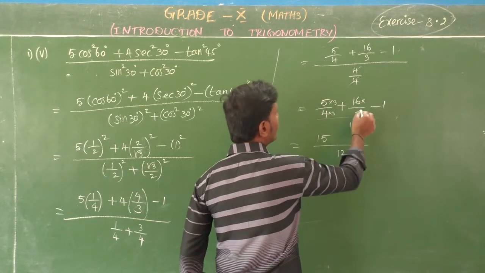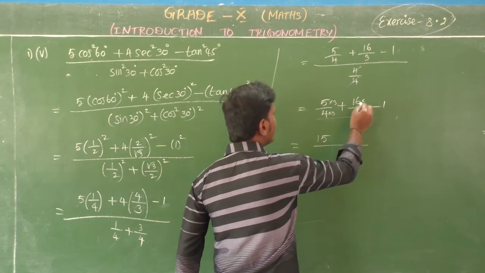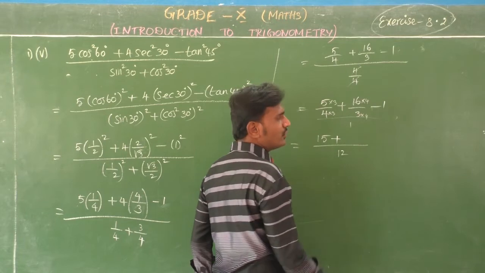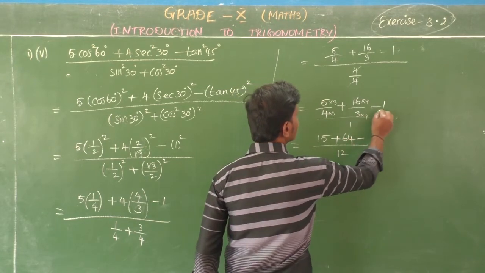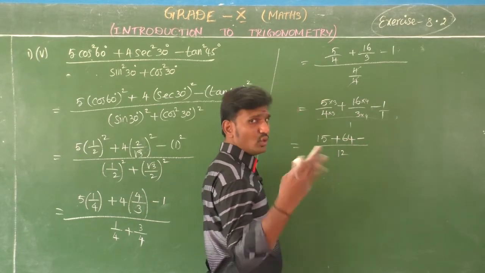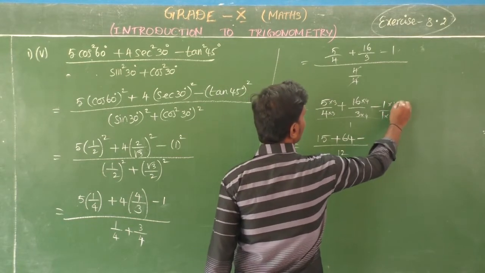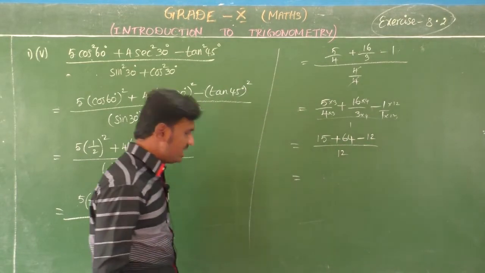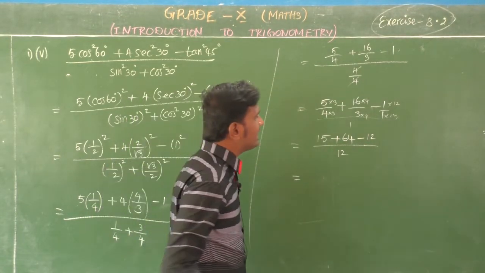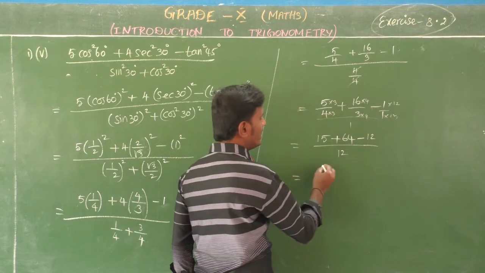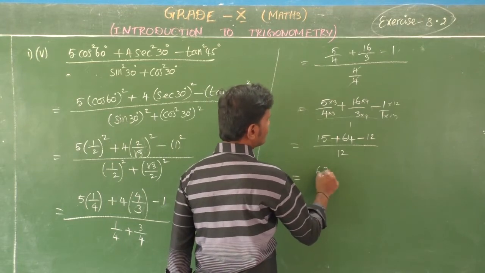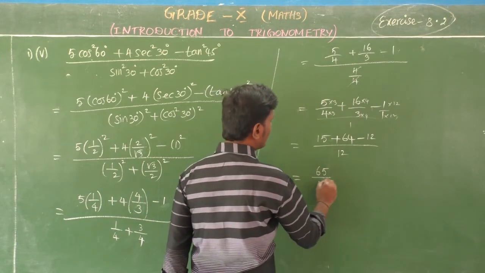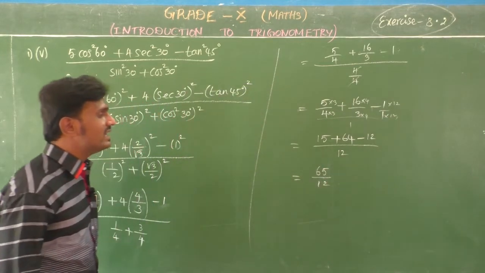And next, here the denominator number is 3, so you need to multiply by 4. So to get 16, 4 times 4 is 16, and 64, minus; you have denominator 1, nothing, so 1. So multiply and divide by 12. So minus 12. Okay, now add and say 15 plus 64 is 79, minus 12 is, what will come, sorry, 79 minus 12 is 65, the whole divided by 12. So what is your final answer?